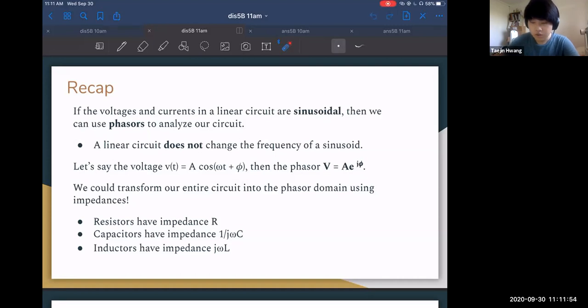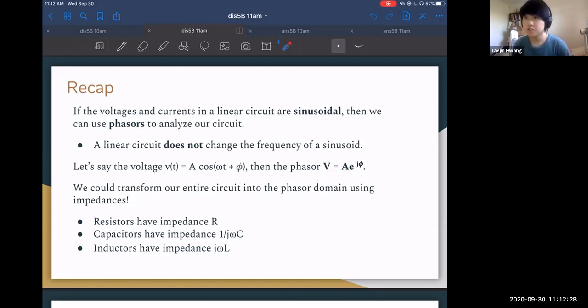The way we do this, you might recall, is if you have some sinusoidal voltage, v of t is equal to A cosine of omega t plus phi, then we treat this as a phasor. Capital V is equal to A, which is the magnitude of the time voltage, e to the j phi, which is the phase of the sinusoidal voltage. And again, notice that phasors don't depend on time.